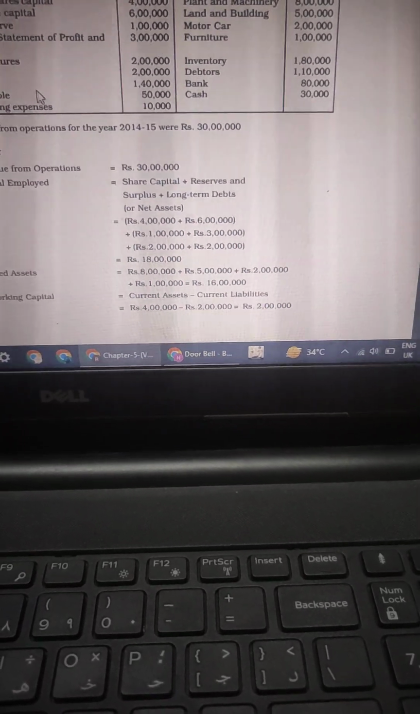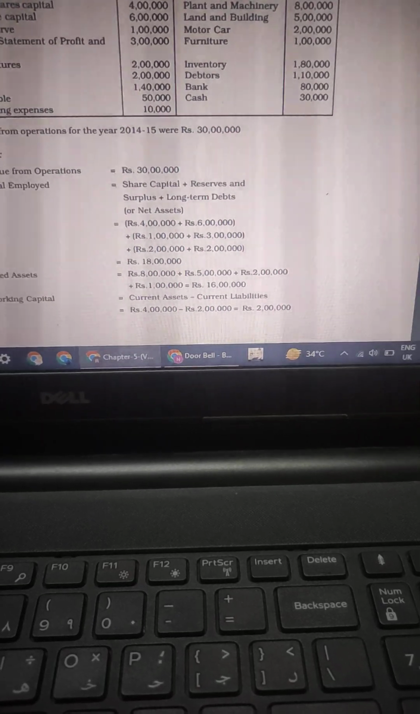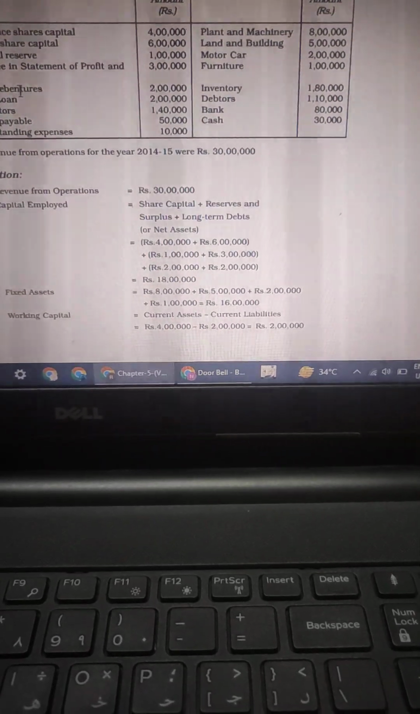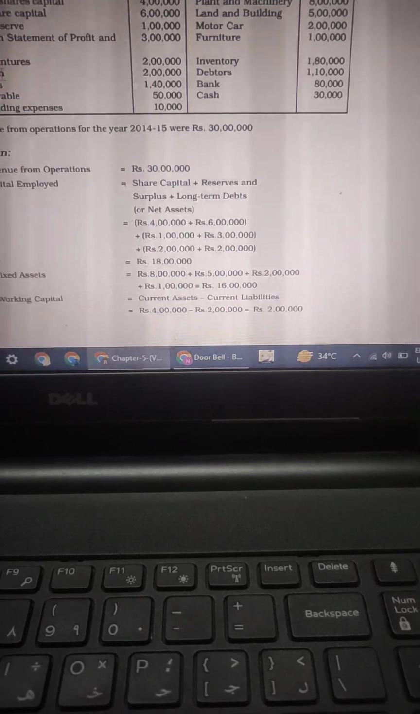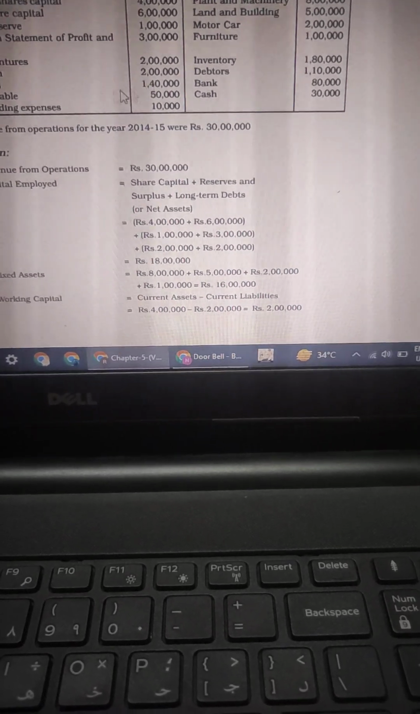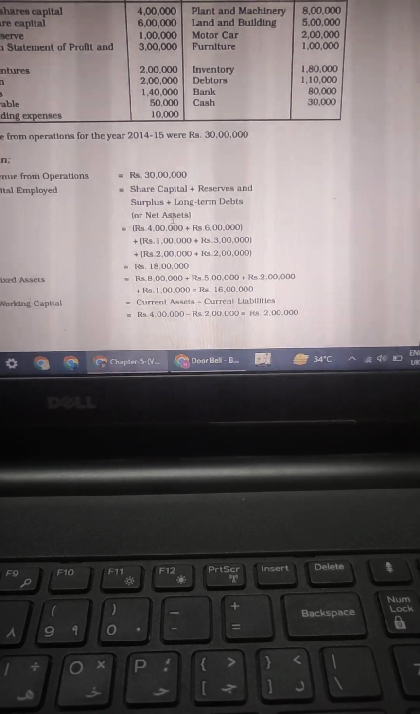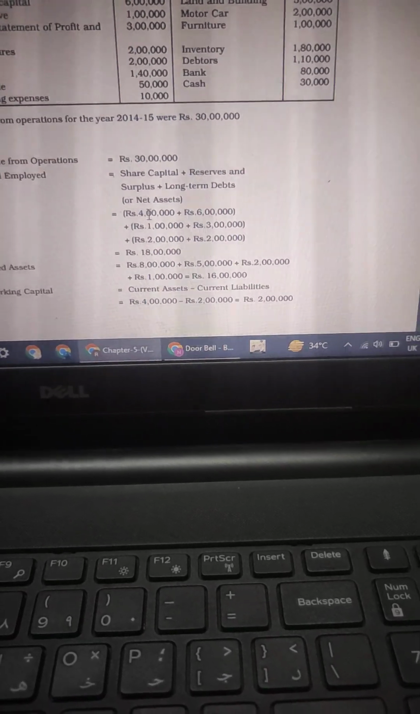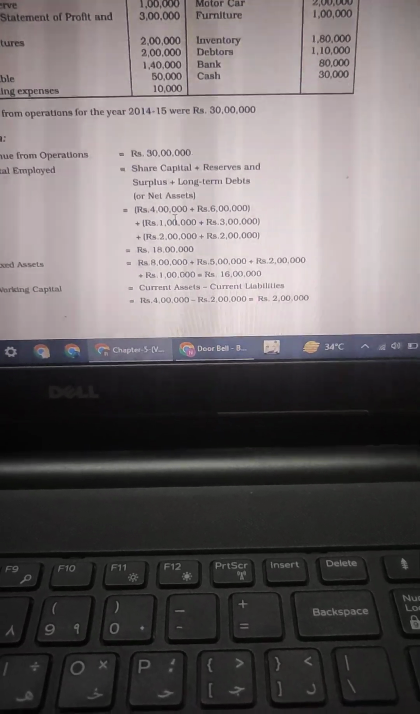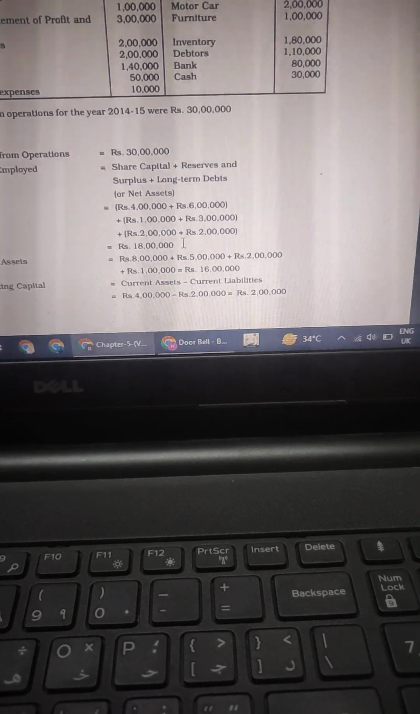Then again the long-term debts, the company's debts. Long-term debts consist of the debentures and the loan amount, that is 2 lakhs plus 2 lakhs. When we add all these things, we get the amount as 18 lakhs.